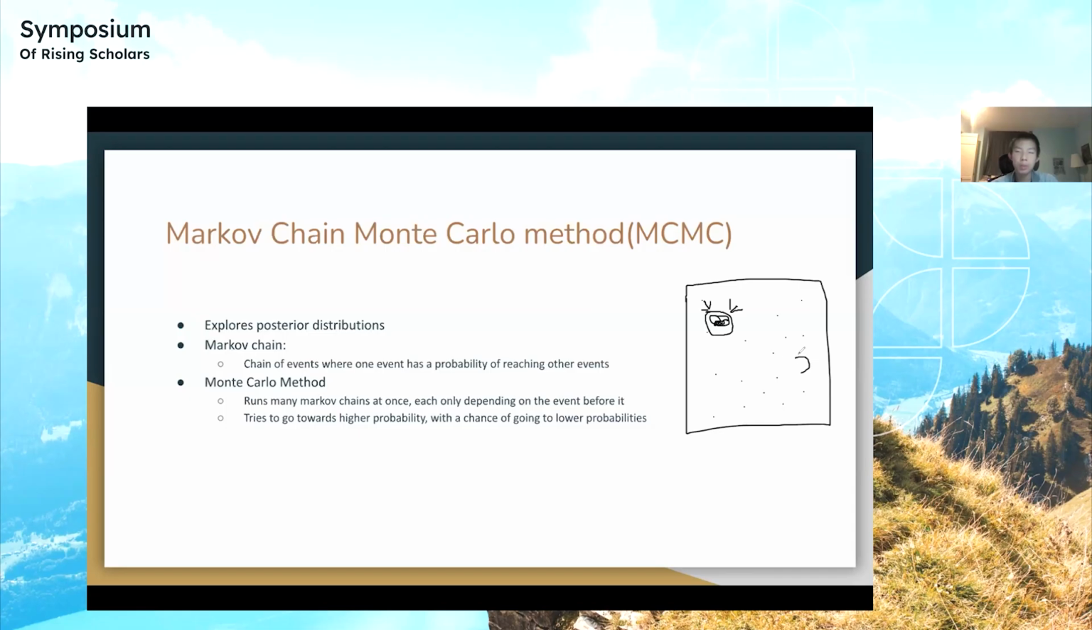So for example, if this section was really high probability, but we had a gap of low probability in the middle, these dots would first try to move towards this space, but they also have a chance of moving towards lower probability in order to find out more about the distribution. And that's how Markov chain Monte Carlo can detect a lot of different parameters and probability distributions.